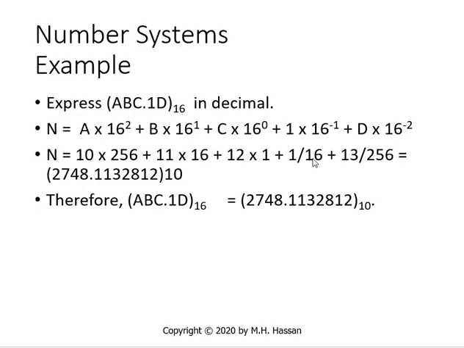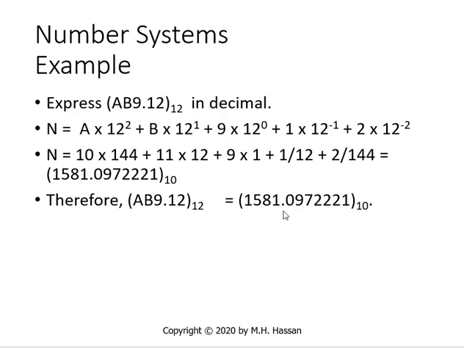Another example, we are expressing the ABC.1D hexadecimal number, to the base 16, in decimal. Again, A has a weight of 16 to the power 2, B has a weight of 16 to the power 1, C will have a weight of 16 to the power 0, and the 1 has 16 to the power minus 1, and D will have a weight of 16 to the power minus 2. We replace A with 10, B with 11, C with 12, and D with 13, and do the arithmetic calculation. We end up with the number 2748.12812 decimal. Therefore, the hexadecimal ABC.1D is equal to 2748.1132812 decimal.